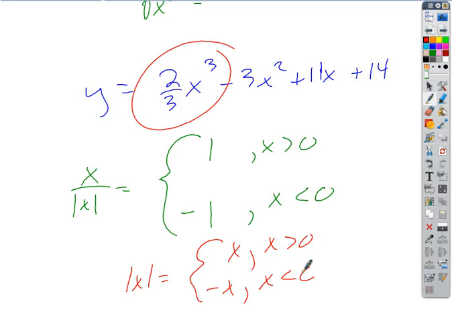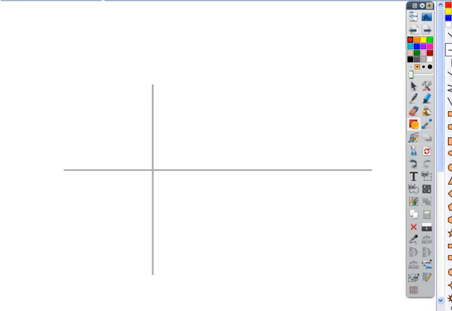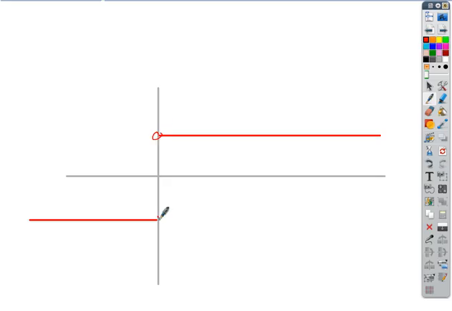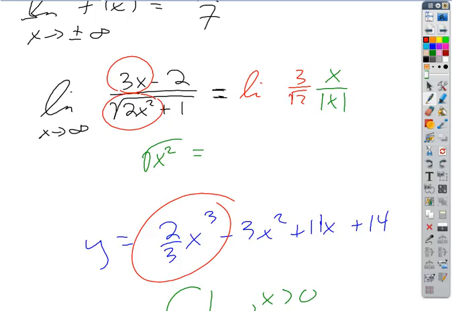And so truly, the graph of x over the absolute value of x looks like this. That's the graph of f of x equals x over the absolute value of x. Do you see that we're going to get a little different behavior here? What we're going to get is that 3 over the square root of 2 is the magnitude of the line, but it's going to be positive on the right side and negative on the left side. See? Got it.